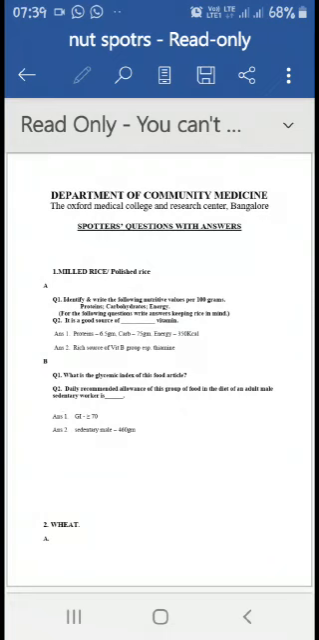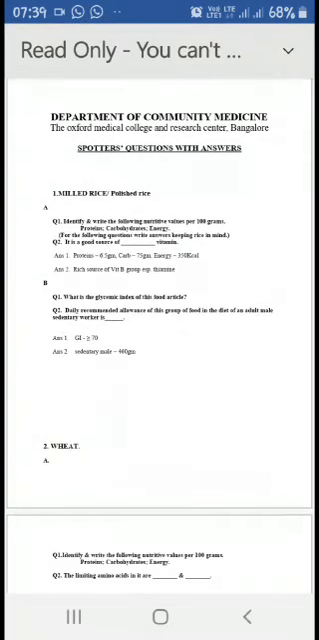When you come back for the classes, when college becomes regular, we'll show you all the spotters, and again we'll have a revision class of these spotters. Just listen to these spotters and copy them down in your record under the nutritional section.